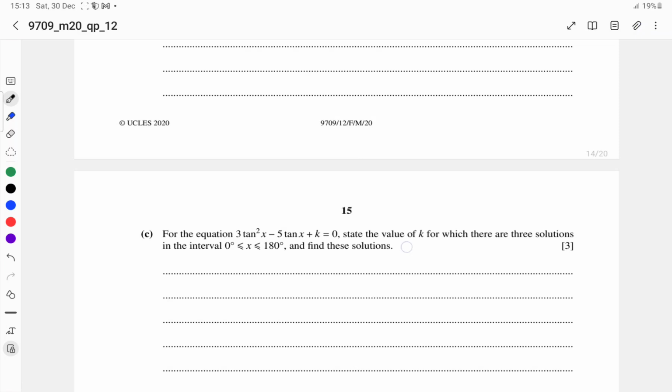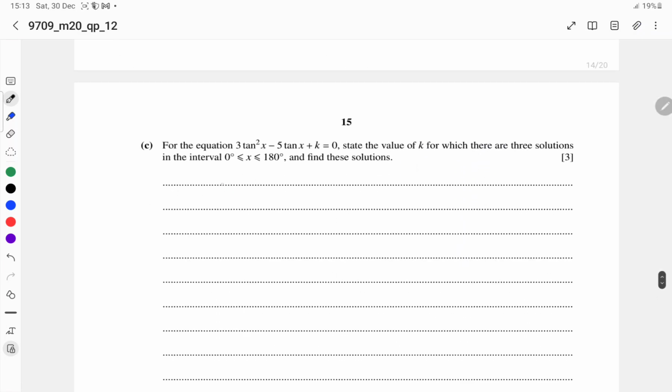For which condition is it going to have 3 solutions? So basically in this type of question, the value of k should be equal to 0. So when k equals 0 is the answer. So whenever k equals 0, it's going to be 3 tan square x minus 5 tan x equals 0, right? So 3 tan square x will be equal to 5 tan x, or we can do it simply by taking tan x common. Then we can write tan x times (3 tan x minus 5) equals 0.